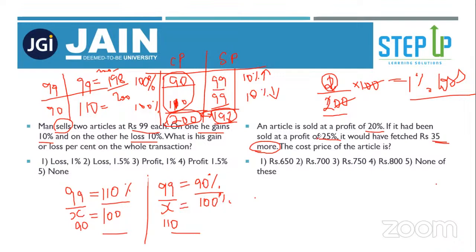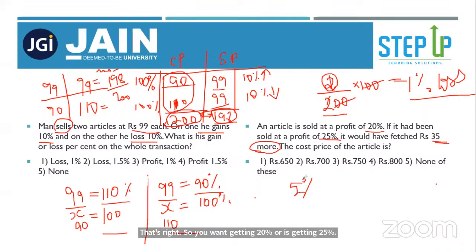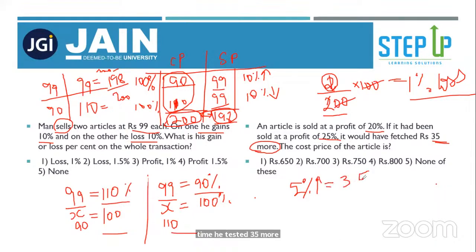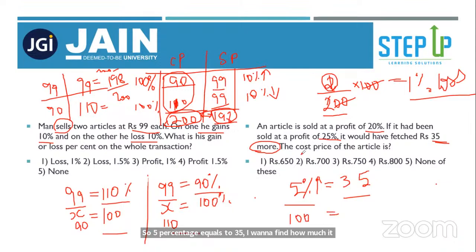That's right. So he was getting 20%. Now he's getting 25%. That means he's getting 5% more. At the same time, he fetched 35 more. So 5% equals 35. I want to find how much it is out of 100, because it's given cost price. Cost price is always equal to 100. Clear with that? So it is 1 time 7.